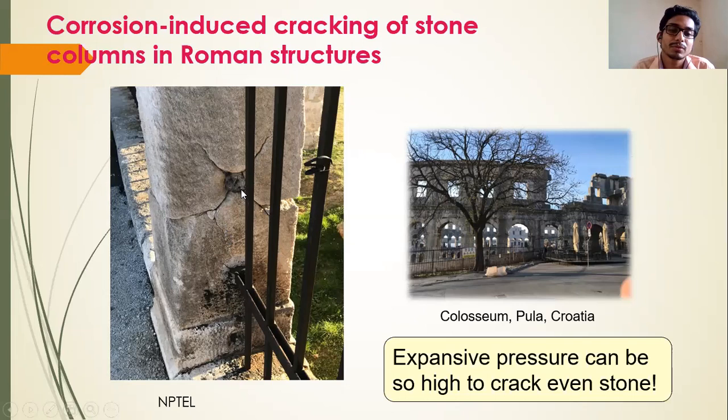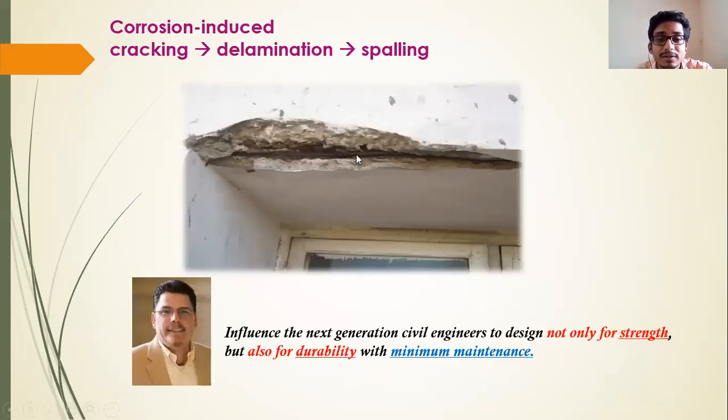So it's quite possible to get a crack due to this corrosion. This is the reason why a concrete structure gets corroded, and spalling or cracking happens when we get corrosion. This is one example. You can see how the crack initiates, how the delamination happens, and how the spalling also happens.